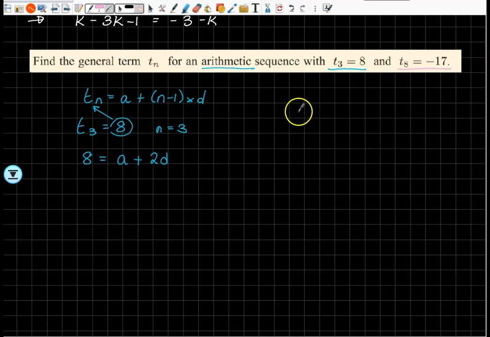So when we've got this one, T8 equals -17, we're going to do exactly the same thing. We are going to sub. So we get -17 equals A. What is my n? 8 take 1 is 7D, correct?